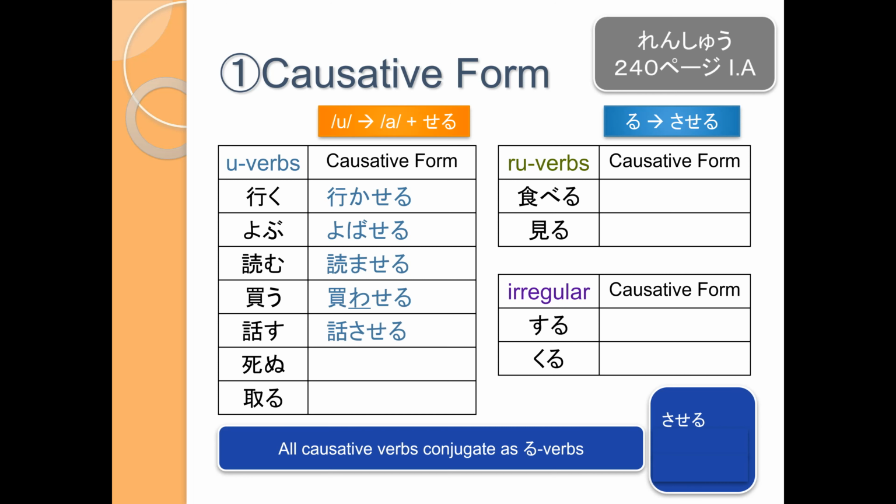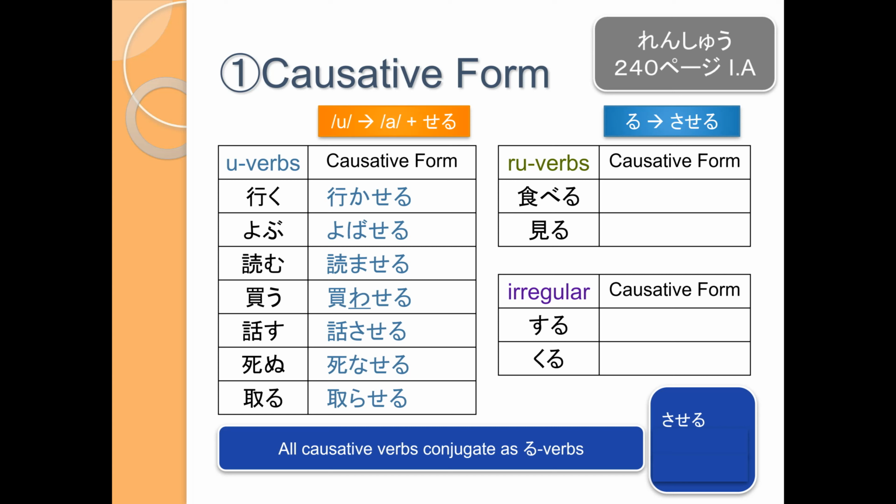Hanasu, hanasaseru. So this one, we have to make sure that we keep the sa. Shinu, shinaseru. Toru, toraseru. So ikaseru, yobaseru, yomaseru, kawaseru, hanasaseru, shinaseru, toraseru. We change the last sound to an a and add seru.